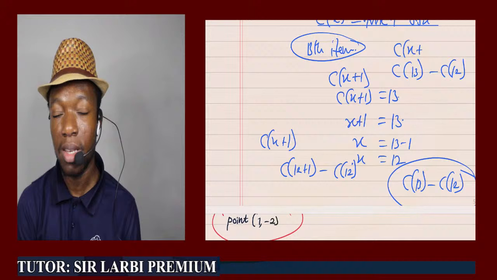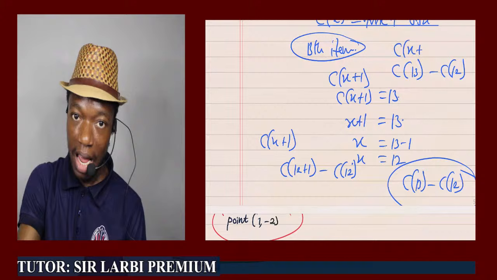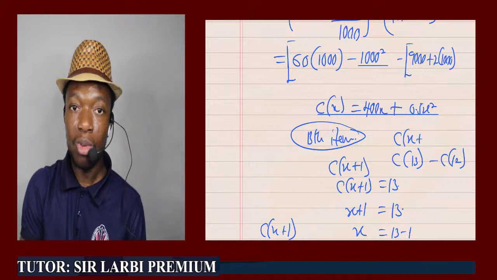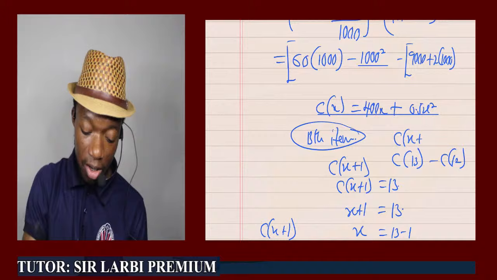But at times they can also ask you to find the marginal cost of producing a particular item, something like this. That also means that you're going to differentiate the cost function with respect to x, and whatever you get, for you to get the number for that particular position, you follow the same thing I've done here.